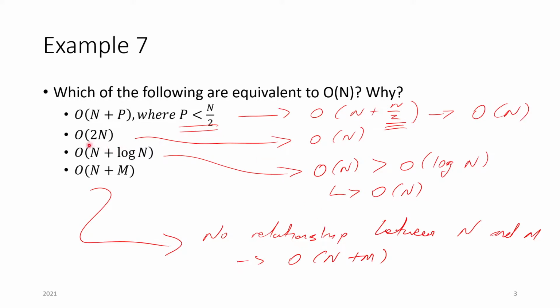Same thing for the second one, we just drop the constant term in front because we just care if it's going to be O of n in nature. The third one was that we need to figure out the order of n and then the order of log of n and see which one is greater. In this particular case, O of n was greater than O of log n, so O of n takes precedence over O of log n. And for the last one, because there's no relationship between n and m, we can't reduce this any further. We have to leave it as O of n plus m, of course.